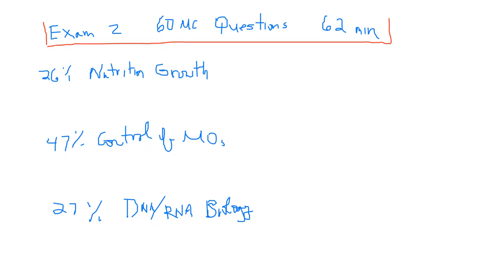So, tell me what the two pyrimidines are in DNA. Thymine and cytosine, very good. And what are the two purines? Guanine and adenine, very good. And what are the base pairings? Not tyrosine, thymine, right? Okay, good.